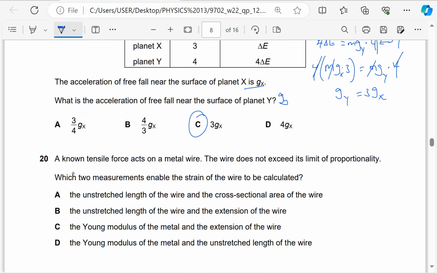A non-tensile force acts on a metal wire. The wire does not exceed its elastic limit, its limit of proportionality, so it means a straight line. Which two measurements enable the strain of the wire to be calculated? Remember, strain is equal to extension over the original length. So the unstretched length, that is the original length, and the extension E. So the answer is automatically B. Strain is extension over original length.